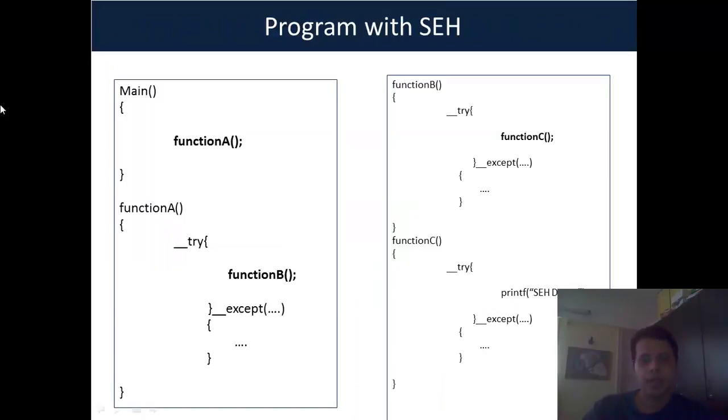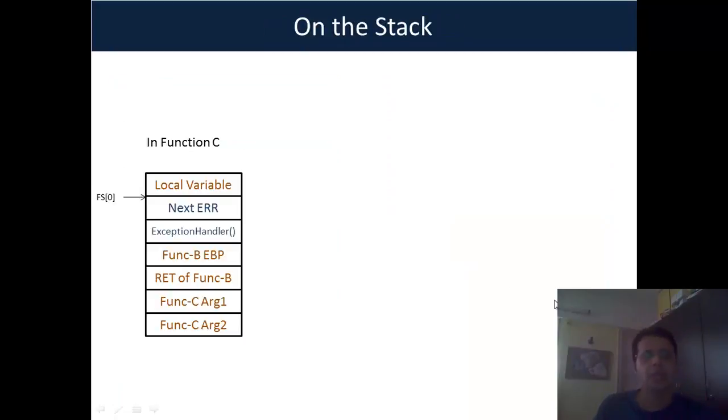So let's quickly understand a couple of things. This was a sample program which we had seen before, which implemented SEH, where we call function A, which in turn calls B, C, and which finally just prints a simple statement. Now, how does all of this look on the stack?